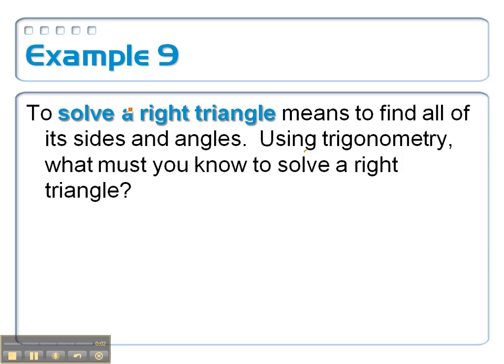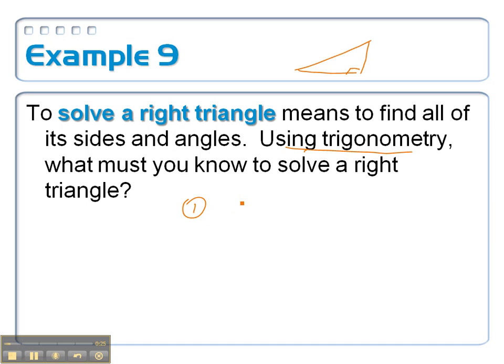Alright, on example 9 it says to solve a right triangle means to find all of its sides and angles. So if I have myself a right triangle, this means that I've got to find all three of the sides and all three of the angles. If I'm going to use trig, the question is, what do you have to know in order to solve a right triangle? There's two possibilities. We're talking about minimum here possible.